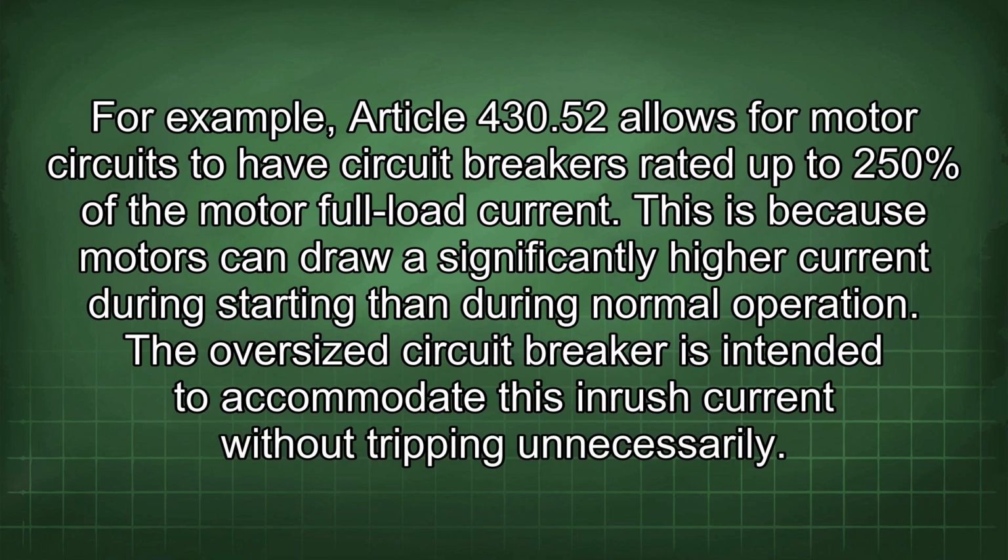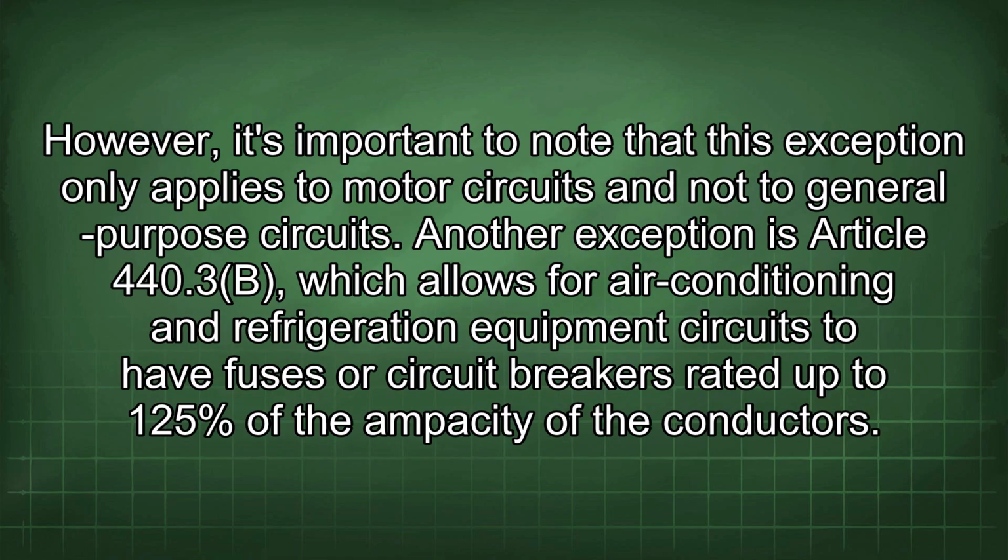For example, Article 430.52 allows for motor circuits to have circuit breakers rated up to 250% of the motor full load current. This is because motors can draw significantly higher current during starting than during normal operation. The oversized circuit breaker is intended to accommodate this inrush current without tripping unnecessarily. However, it's important to note that this exception only applies to motor circuits and not to general-purpose circuits.